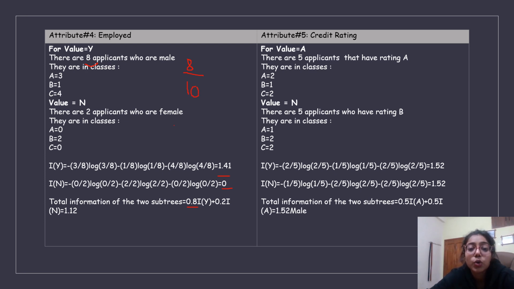And when we divide 2 upon 10, that's why we get 0.2. Before also when we got 0.5, we got 5 upon 10, that is 0.5. So as you can see here, 0.8 I of Y plus 0.2 I of N, the answer we got is 1.12. For credit rating, we did the same thing. 5 applicants, 2, 1, 2. 5 applicants, 1, 2, 2. We calculate the value. The answer is 1.52 for both. And the total information of both would be 1.52.